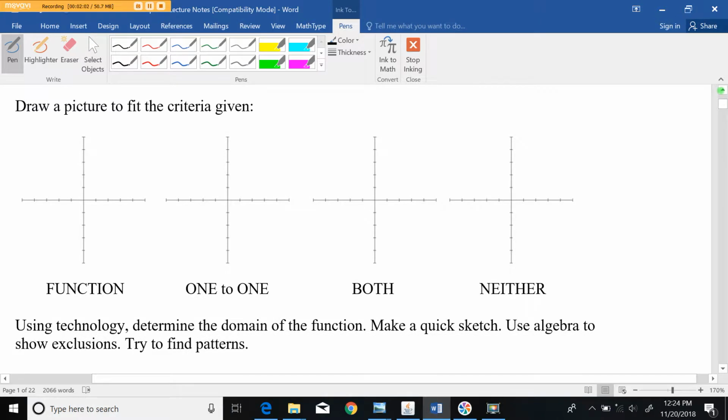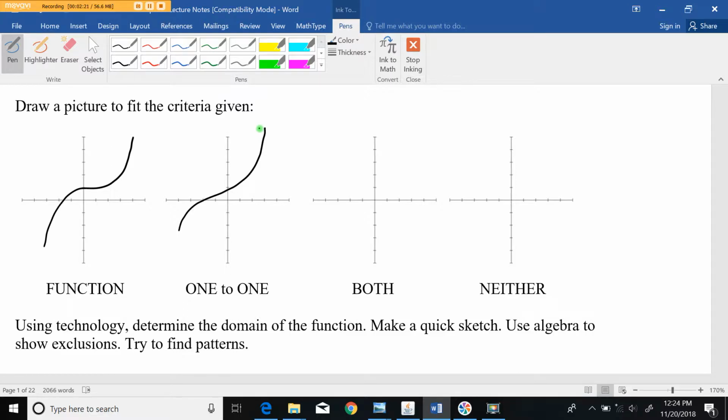Okay, so a function. Here's an example of a function that passes the vertical line test. A function that's 1-to-1. There's an example of a function that's 1-to-1. Both. That's this one. I guess I'll just draw this again. Right, that is a function that's 1-to-1. It's both. I'll have to come back and think about one that's 1-to-1 but not a function. I'll do that in a minute.